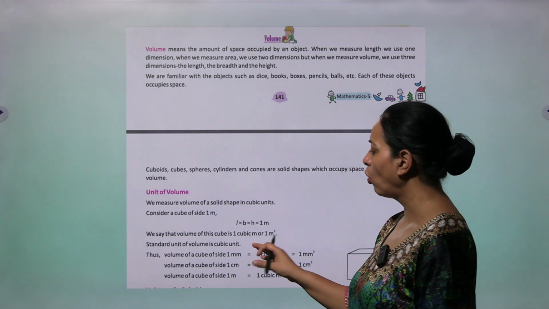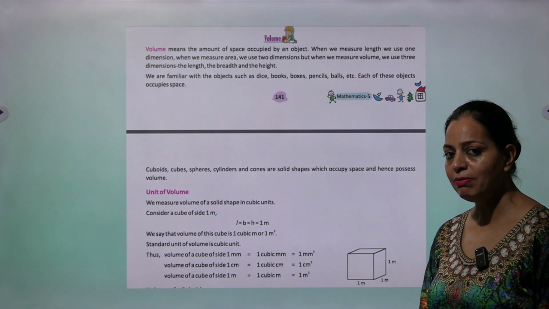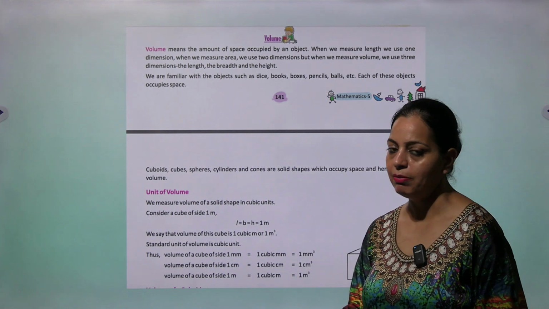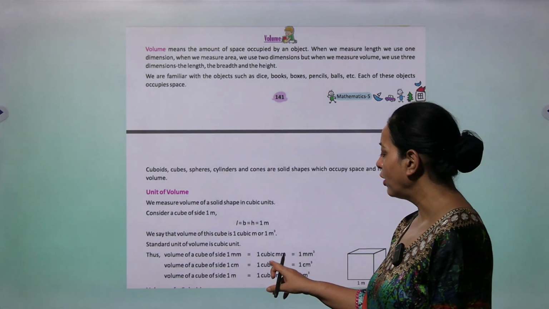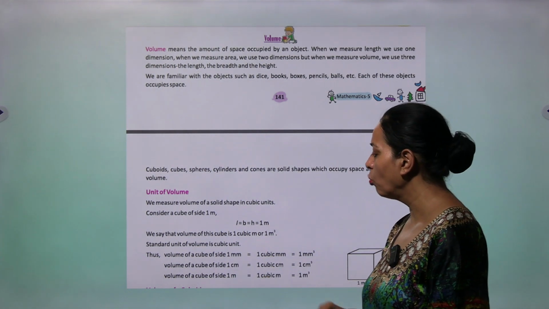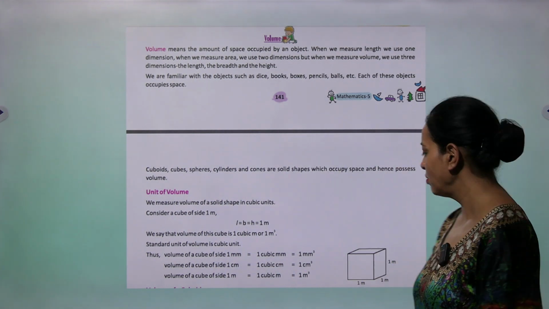So the standard unit of volume is cubic unit. So volume of a cube of side 1 millimeter is 1 cubic millimeter or 1 millimeter cube. Volume of a cube of side 1 centimeter is 1 cubic centimeter or 1 centimeter cube, and volume of a cube of side 1 meter is 1 cubic meter or 1 meter cube.